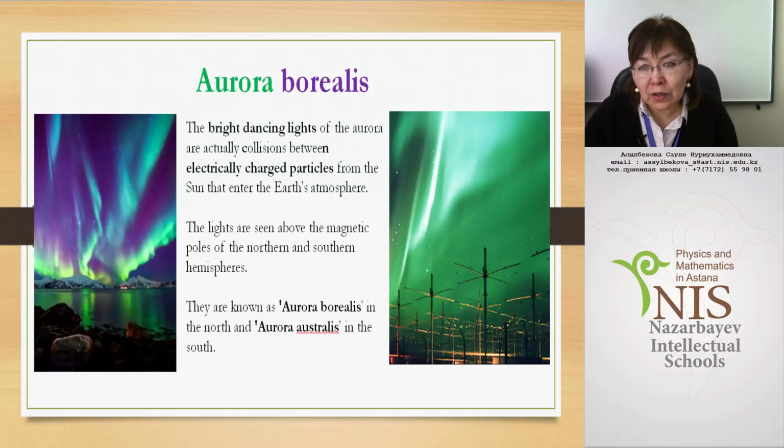Many people are lucky to have seen natural phenomena called auroras, which are very bright dancing lights that you can see above the southern and northern hemispheres. It's due to the collision of particles coming from the sun that enter the atmosphere. We have different names depending on the place of location.